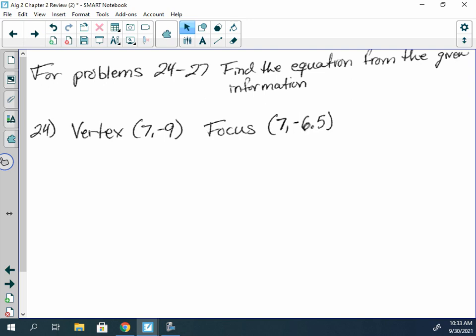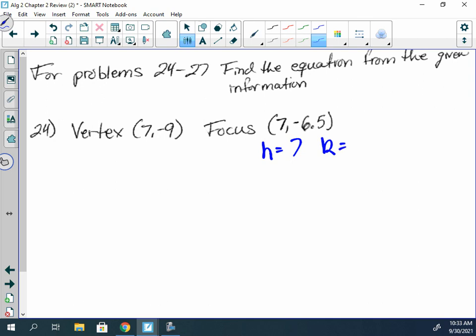24 through 27. Well, what's the main goal? We find the equation, yes? To find the equation, I need what? H, K, and? So I still need the same 3. Well, they gave us the vertex, yes? So H is equal to, K is equal to, and P is equal to?